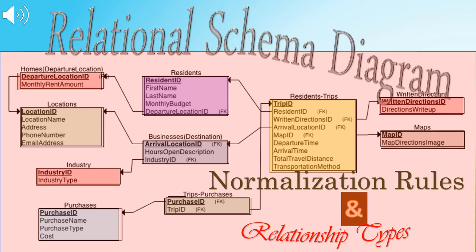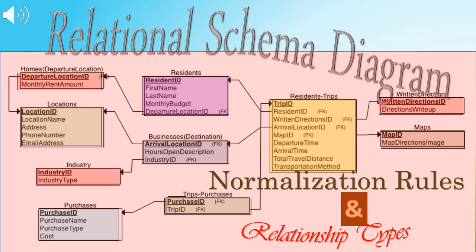So before we look at the tables and relationships and normalization rules, let's list and describe the entities and their attributes in this database and the tables that instantiate the entities. So first of all, we have the entity business, and the tables that instantiate this entity are the locations table, the residence trips table, and the business's destinations table.